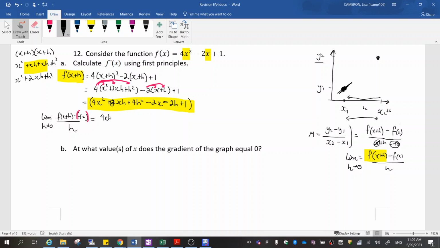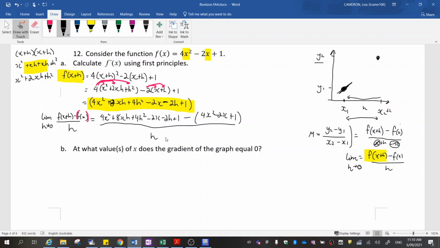Okay, so 4x squared plus 8xh plus 4h squared minus 2x minus 2h plus 1 minus the bracket, 4x squared minus 2x plus 1, and now that whole thing is over h. Okay, so that was a long one. Now, the next thing I'm going to do, because I'm running out of space, is my cancelling from this line here.